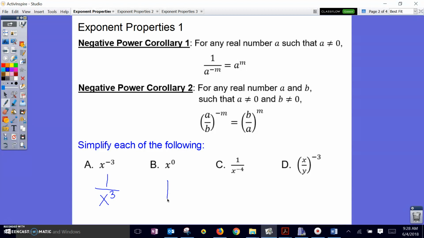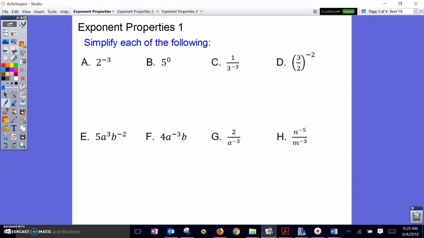Part C here, 1 over x to the negative 4th. Now this falls into our first corollary. When we have a negative power in the denominator, all we do is move it to the numerator and make it positive. And so this is just going to turn into x to the 4th. And the last one, x over y raised to the negative 3 power. I'm just going to flip that fraction over, and that's equal to y over x to the 3rd. And in one of our later videos, we're going to talk about how we can simplify this even further. Okay.